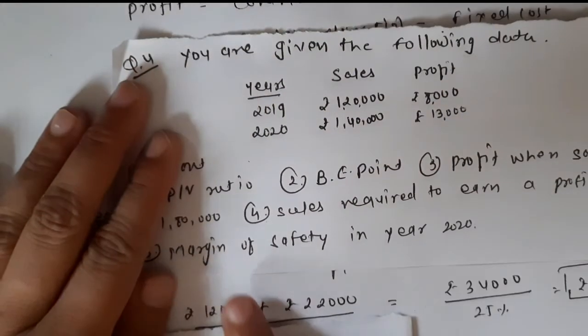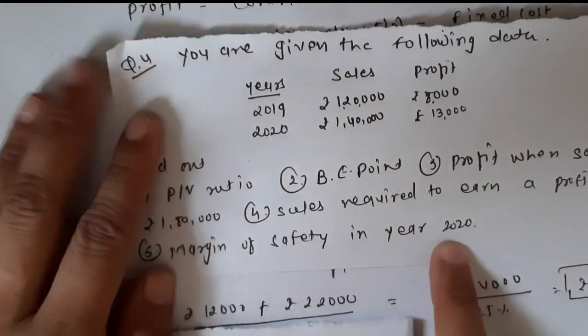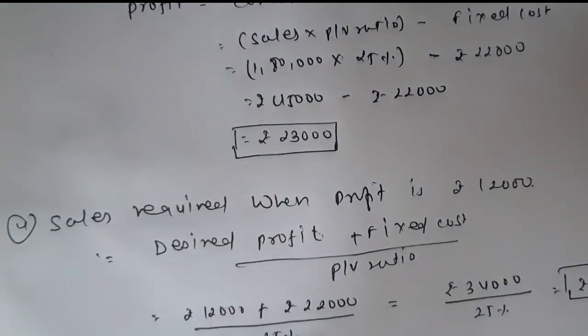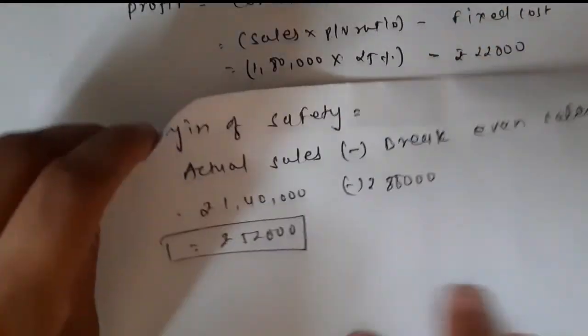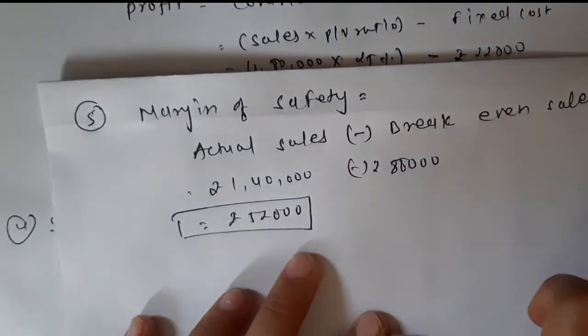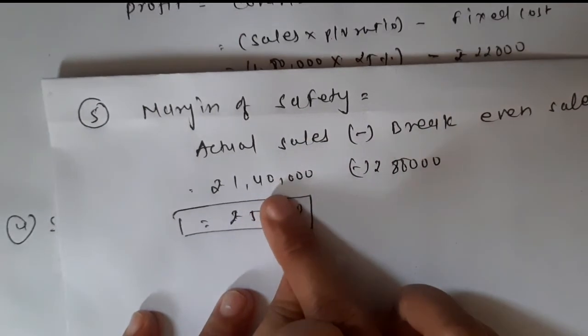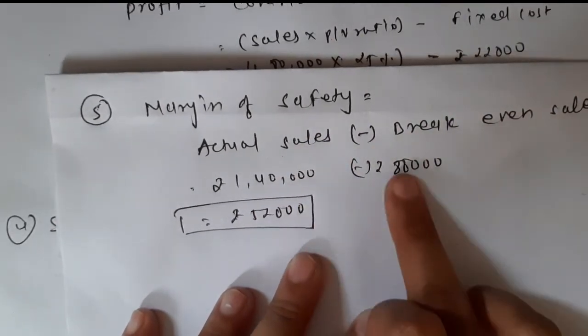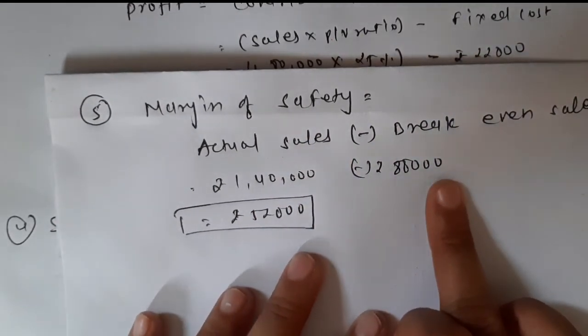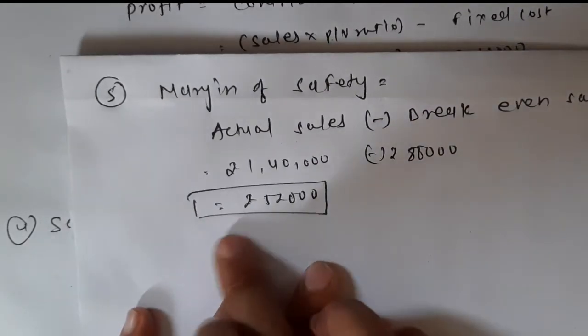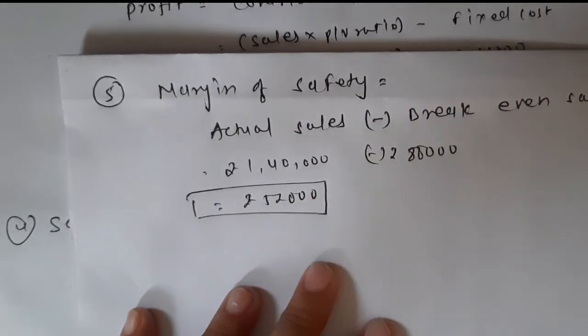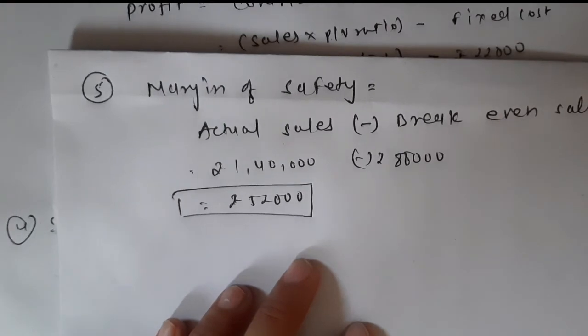And what is the fifth part? It is margin of safety in year 2020. So what is the margin of safety? Margin of safety is nothing but the actual sales minus break even sales. Actual sales is given in the question, 1,40,000, and break even sales we already found in the second part, that is 88,000. Now we get 52,000 as our margin of safety. Here our question is completed.